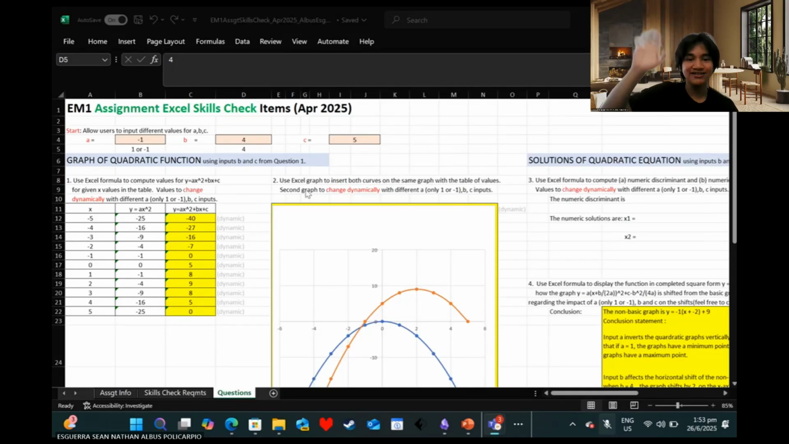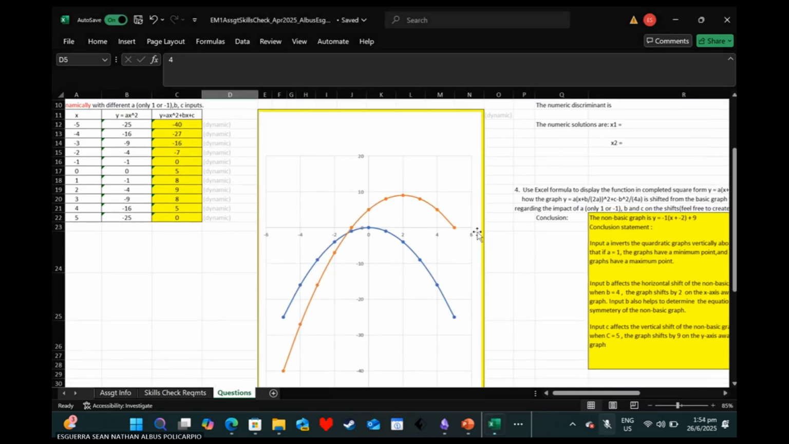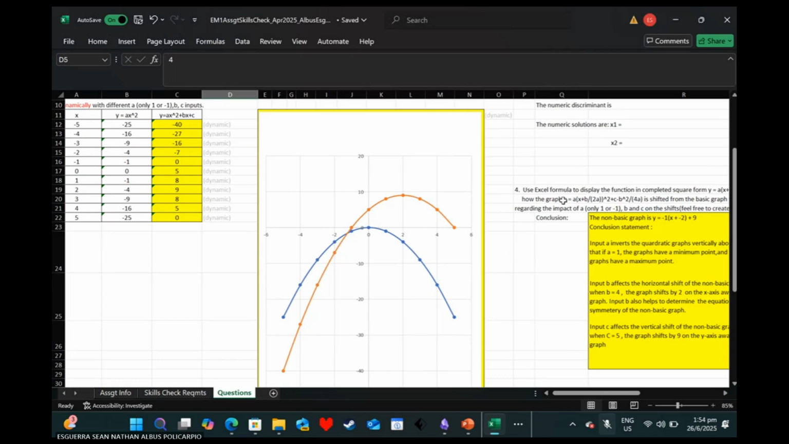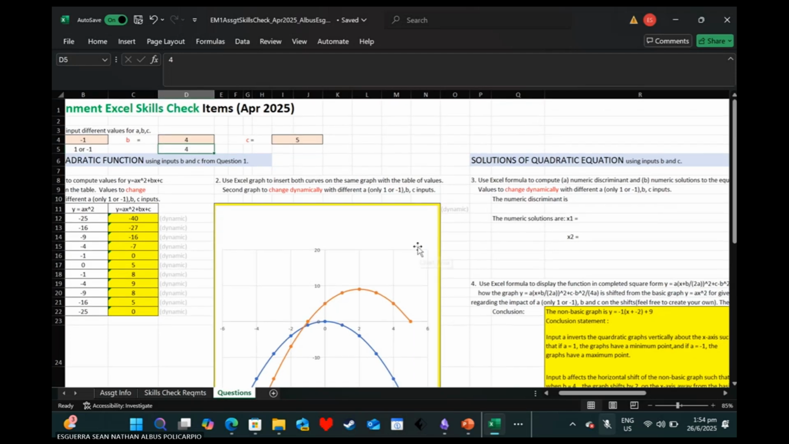Hello everyone, Albus here. Today, I'll be explaining how changes to a quadratic graph's variables, a, b, and c, will cause a quadratic graph, such as this one, to differ from a basic graph in terms of its shape and composition, its discriminant, and its respective solutions.